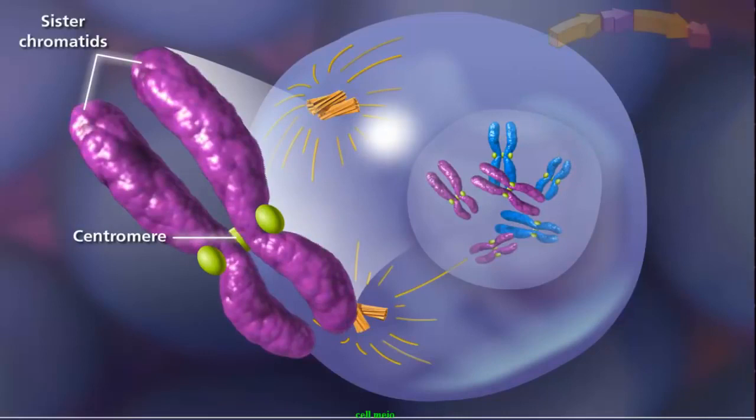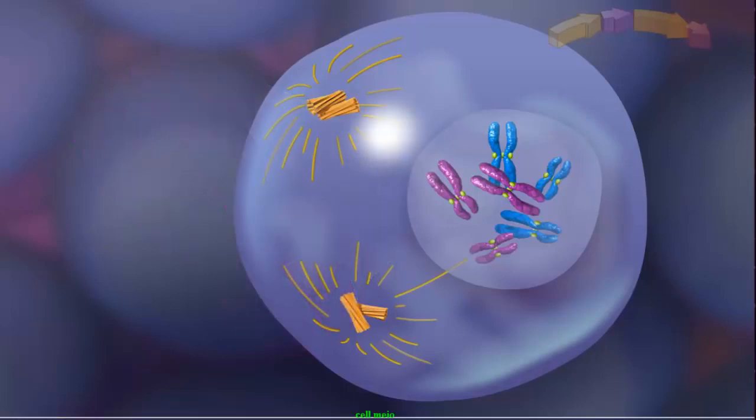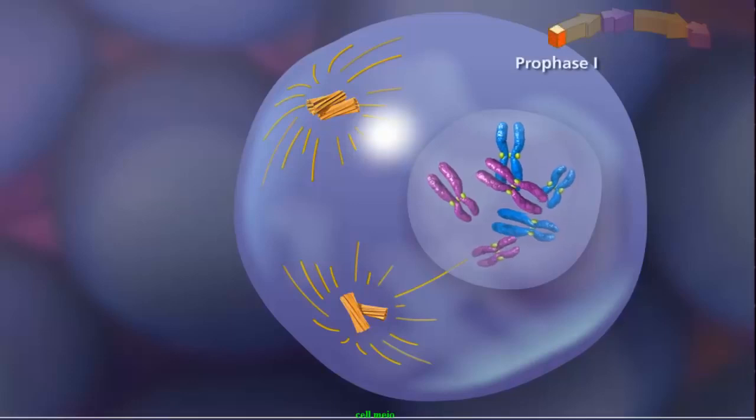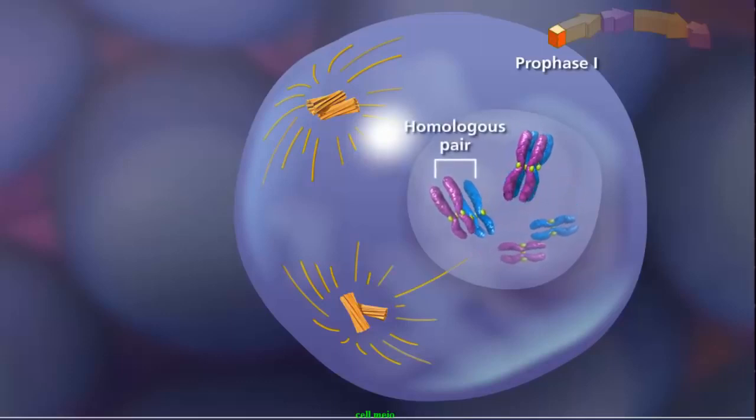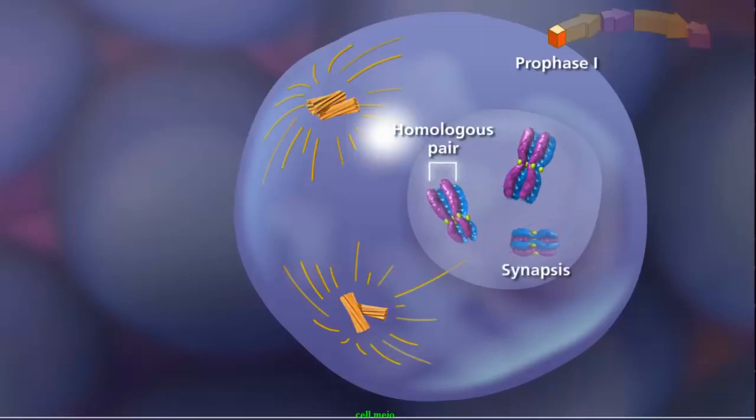Up to this point, the cell looks similar to mitosis, but 2 events occur in meiosis that do not occur in mitosis and lead to genetic diversity. The first event occurs during prophase I, when homologous pairs of sister chromatids lie side by side in a process called synapsis, forming a tetrad or bivalent.